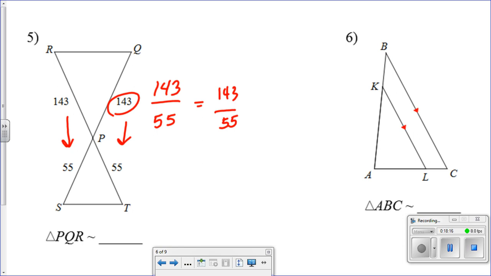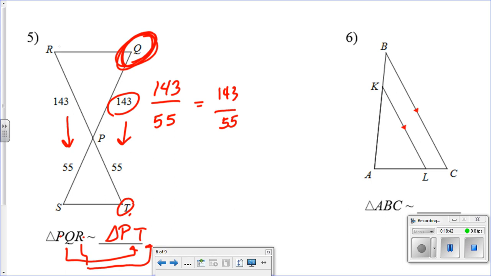So let's finish this similarity statement. So it says PQR. So P. Well, P is in both triangles, so triangle P. Now I have to figure out what goes with the Q. So which angle down in the smaller triangle goes with the Q? Well, that's going to be T. So that's P, T, and what corresponds with the R? So Q and T correspond. Let's see what goes with the R. So the R actually goes with the S. So triangle PTS.